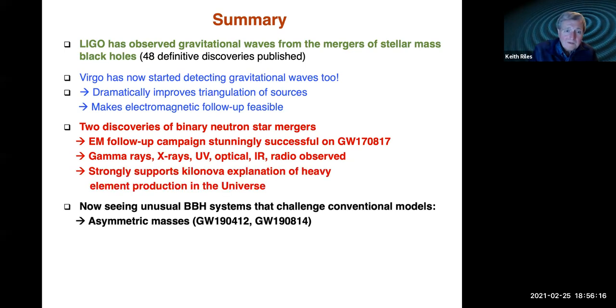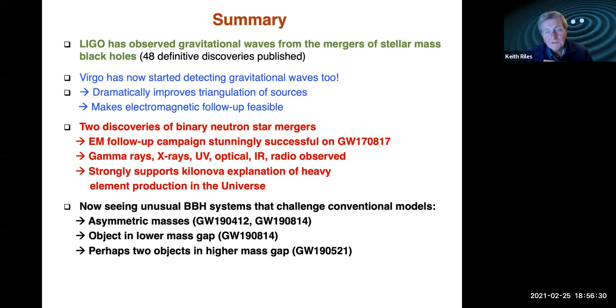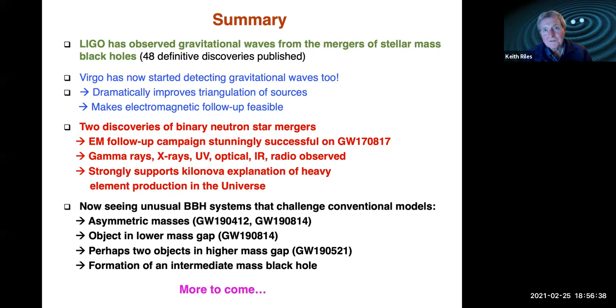And then we are starting to see in our latest run unusual binary black hole systems that challenge conventional models. We have asymmetric masses, we have an object in the lower mass gap, and we have perhaps 2 objects in the higher mass gap. And we've also seen the formation of an intermediate mass black hole. So there's more to come.